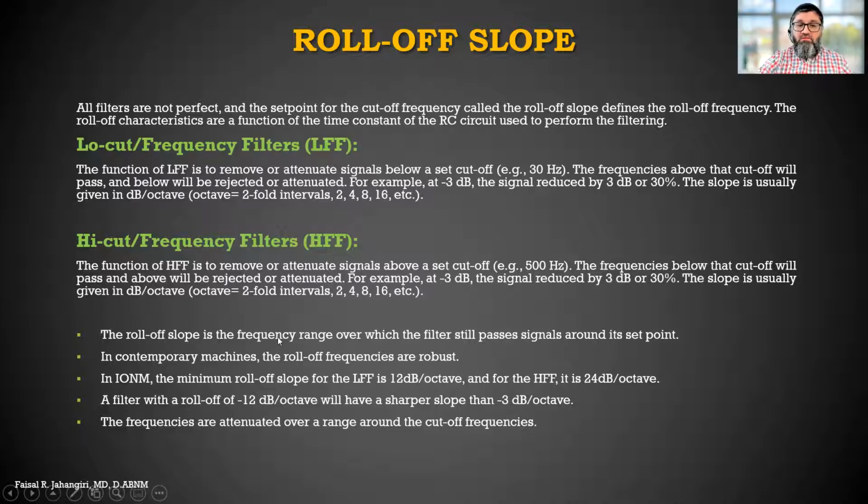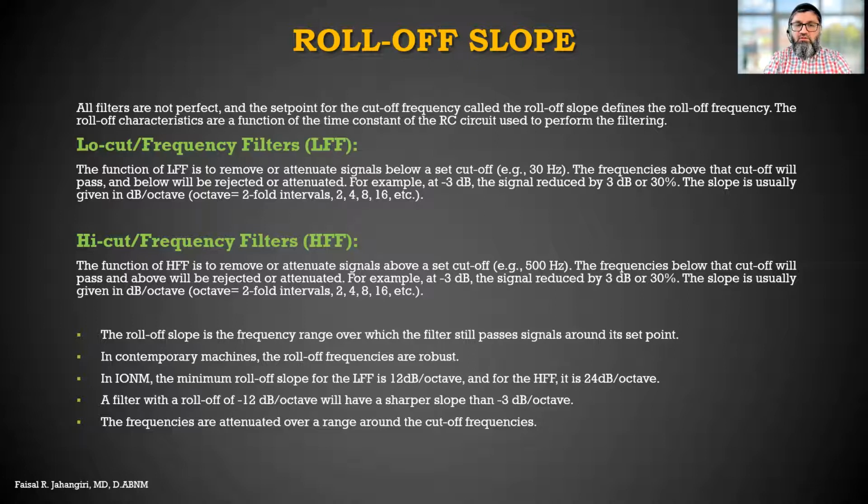The roll-off slope is the frequency range over which the slope starts below that minus 3 decibel point. At minus 3 decibel the signal is reduced by 30%, but it starts decreasing before that, as we saw in the previous picture. So the roll-off slope is the frequency range over which the filter still passes signal around the set point. In contemporary machines, the roll-off frequencies are robust. In IUM, the minimum roll-off slope for low frequency filters is 12 decibel per octave, and for the high frequency filters it is 24 decibels per octave.